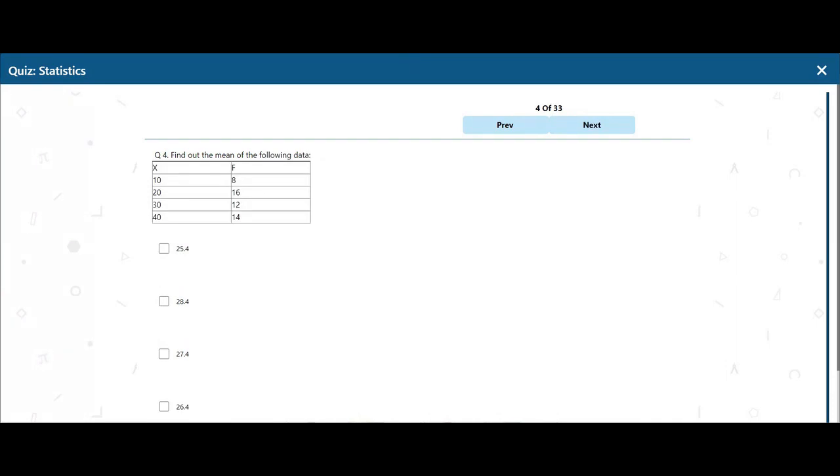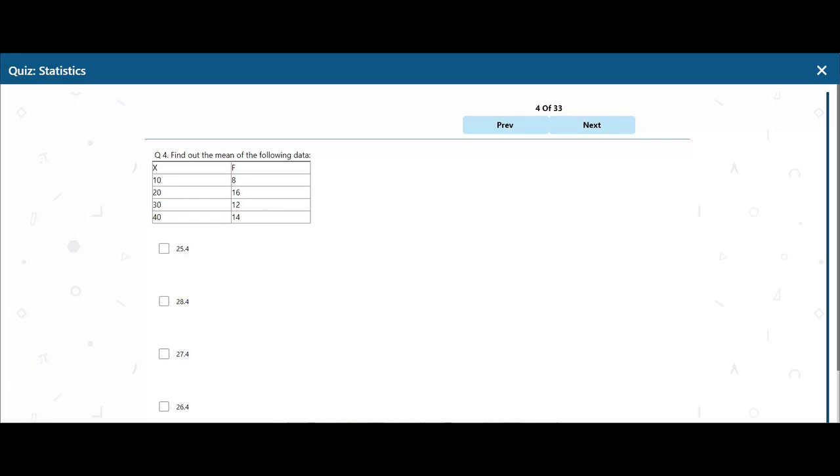Next is Bhumika. Bhumika, you have to find the mean of this. X and F are given. How much did you get? Ma'am, option 3. 3 or 4? 3, ma'am. What total did you get? 1,320, ma'am.